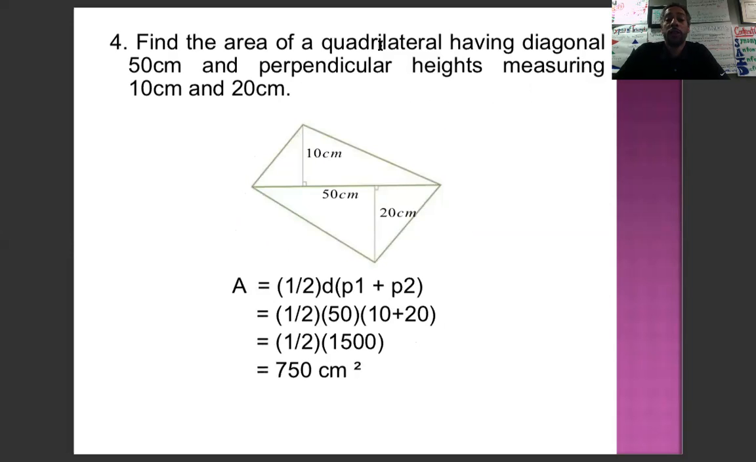Find the area of a quadrilateral having diagonals 50 centimeters and perpendicular heights measuring 10 centimeters and 20 centimeters. Our formula gives us 1/2 the diagonal times the sum of perpendicular 1 and perpendicular 2. So 1/2 of 50 times 10 plus 20, which gives us 30. 50 times 30 gives us 1,500. 1/2 of 1,500 is 750 square centimeters.